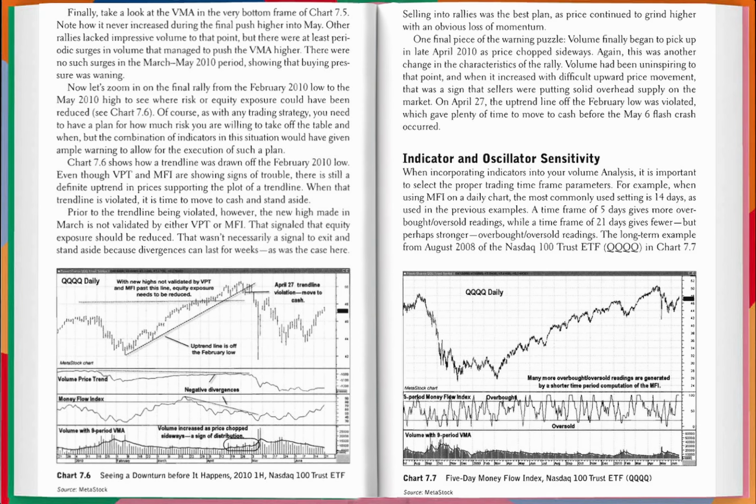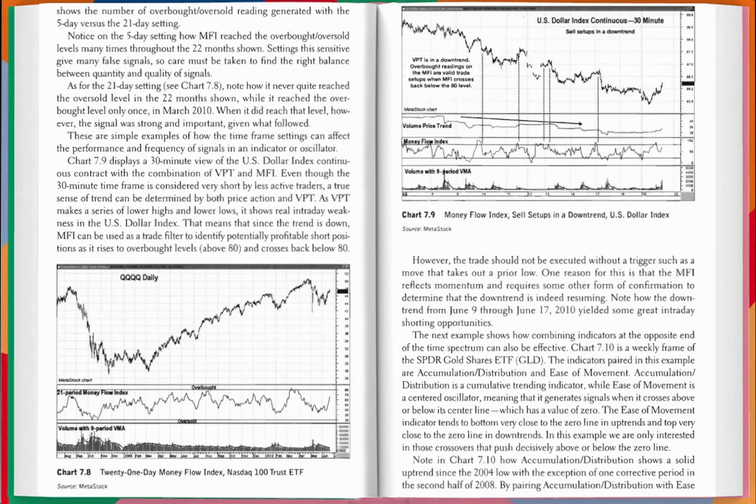perhaps stronger overbought-oversold readings. The long-term example from August 2008 of the Nasdaq 100 Trust ETF QQQQ in chart 7.7 shows the number of overbought-oversold readings generated with the 5-day versus the 21-day setting. Notice on the 5-day setting how MFI reached the overbought-oversold levels many times throughout the 22 months shown. Settings this sensitive give many false signals, so care must be taken to find the right balance between quantity and quality of signals. As for the 21-day setting, see chart 7.8.